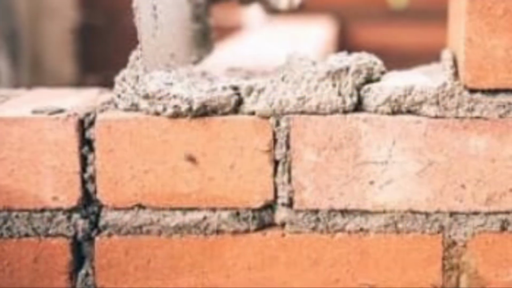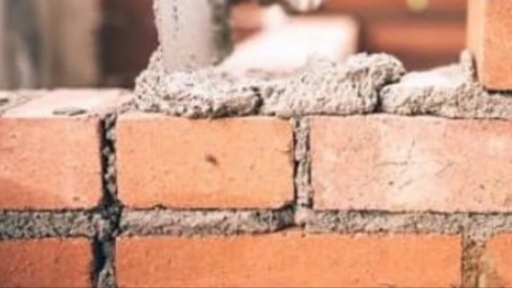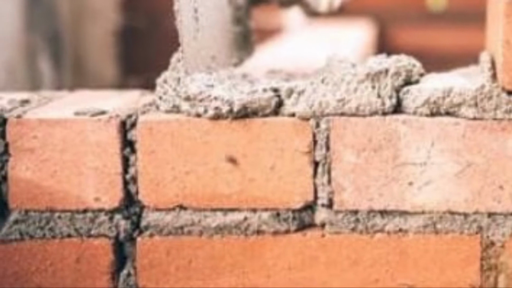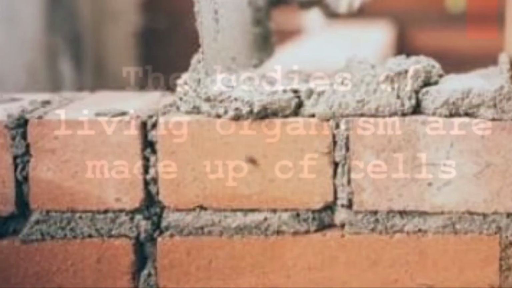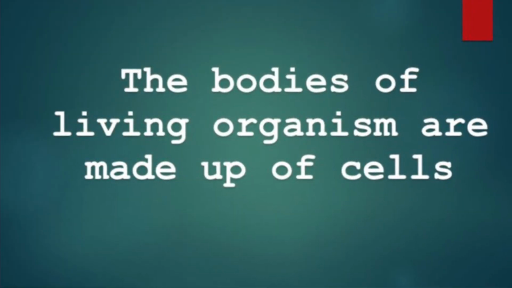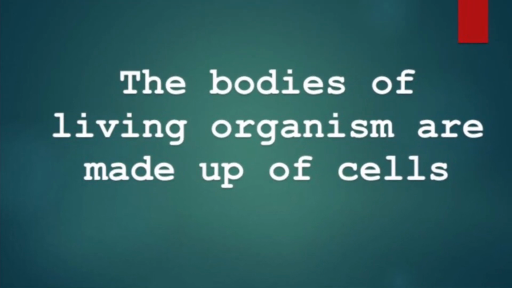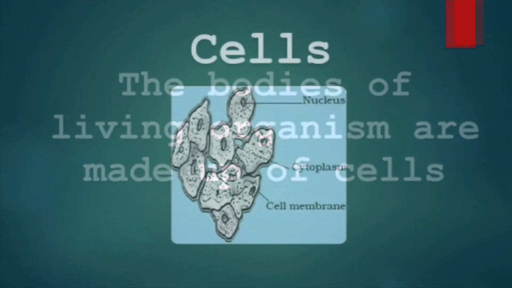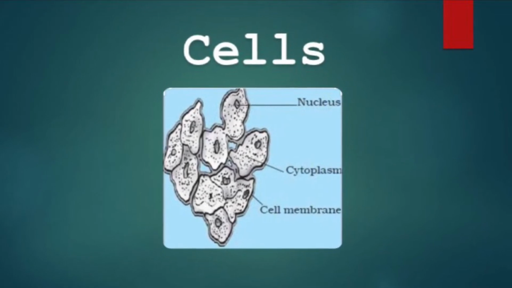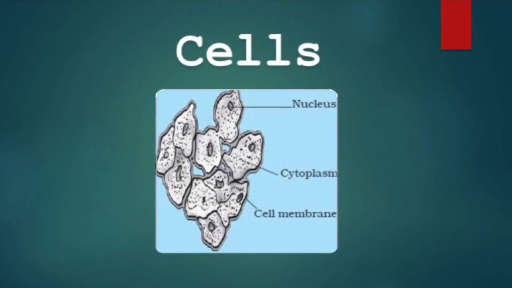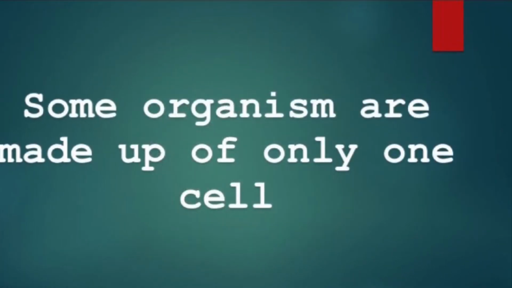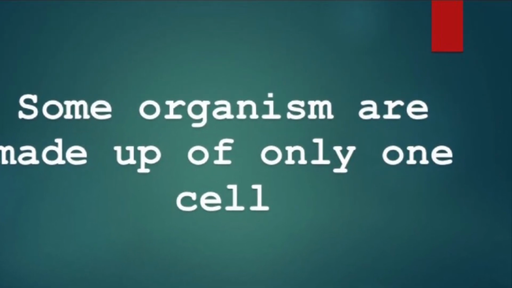You have seen that buildings are made up of bricks. Similarly, the bodies of living organisms are made up of tiny units called cells. Cells can be only seen under the microscope. Some organisms are made up of only one cell and are called unicellular organisms.